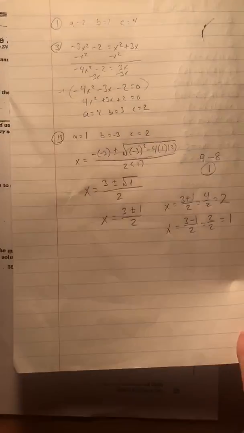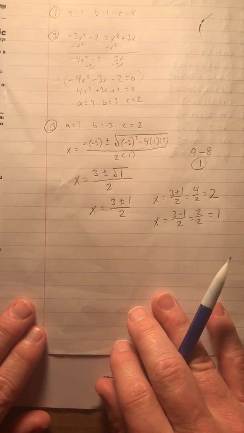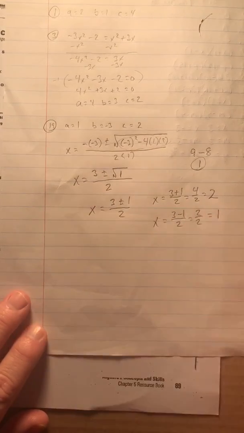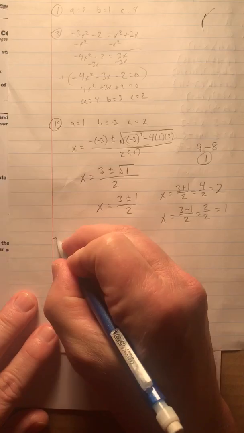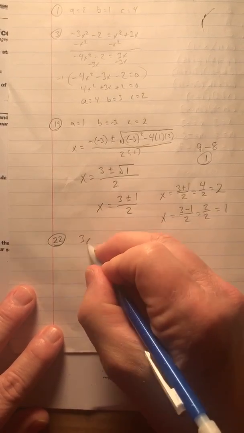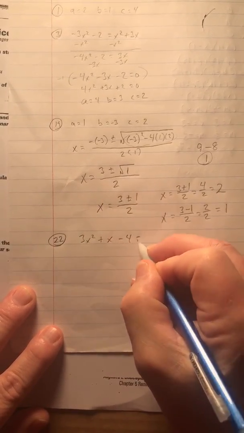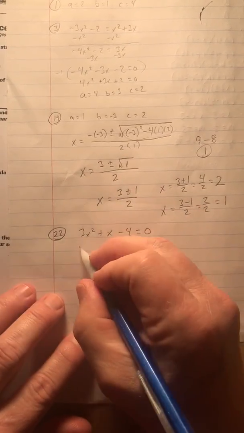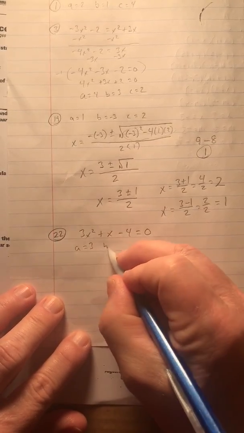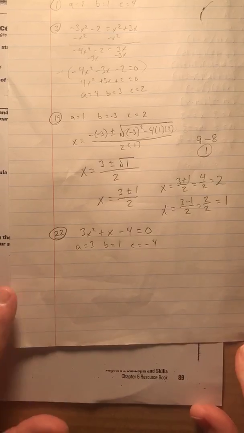All right, and then I will do number 22. I think that was the other one I had you do. I might have had you do one more, but I'll go over that real quick. So we got 3x squared plus x minus 4 equals 0. So again, A is 3, B is 1, and C is negative 4.